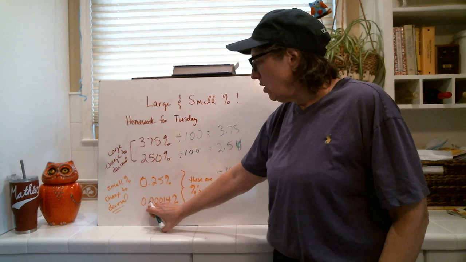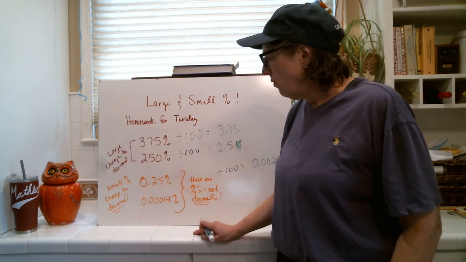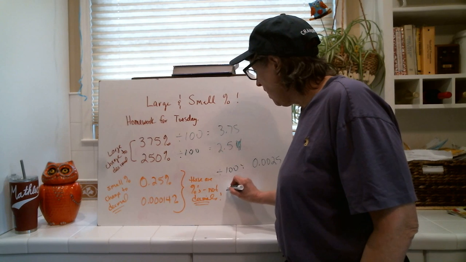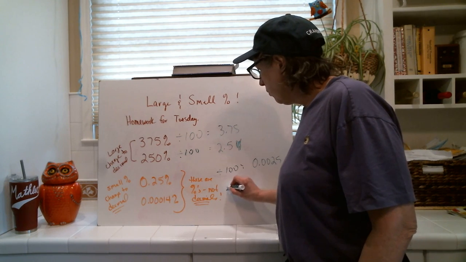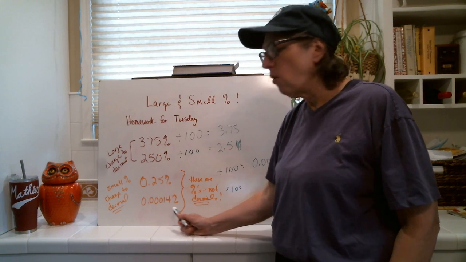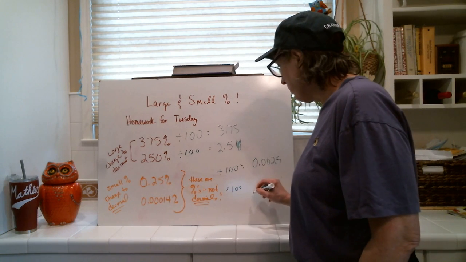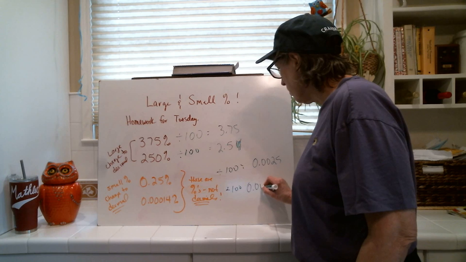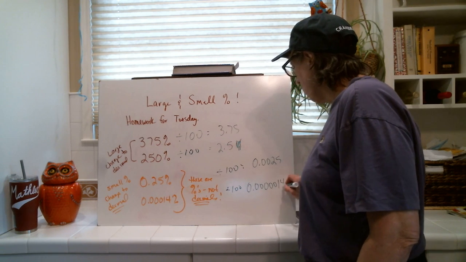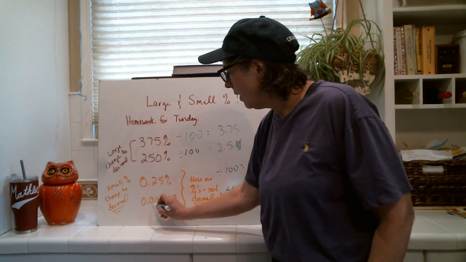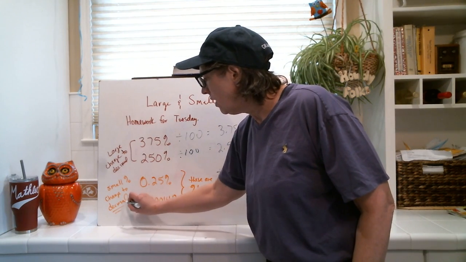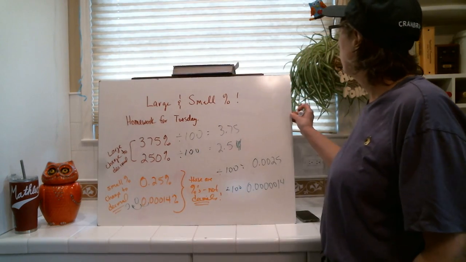And then this one, 0.00014%. It's a percent. We want to change it to a decimal. We divide by 100. We put it into the calculator as 0.00014, and we get 0.0000014 because we're moving it 2 places to the left. And then we have to add the decimal and put a 0 out front.